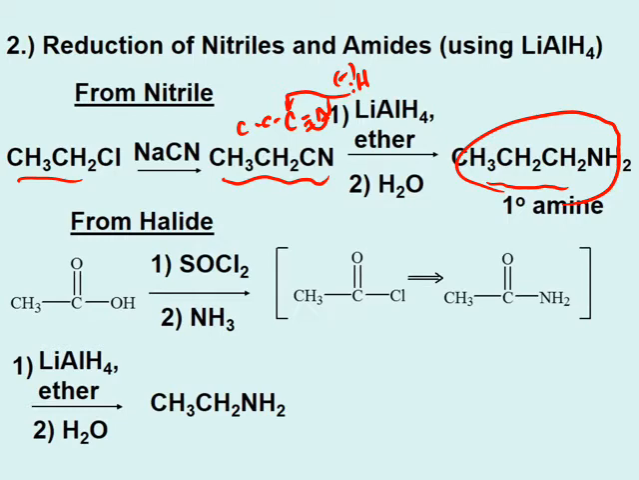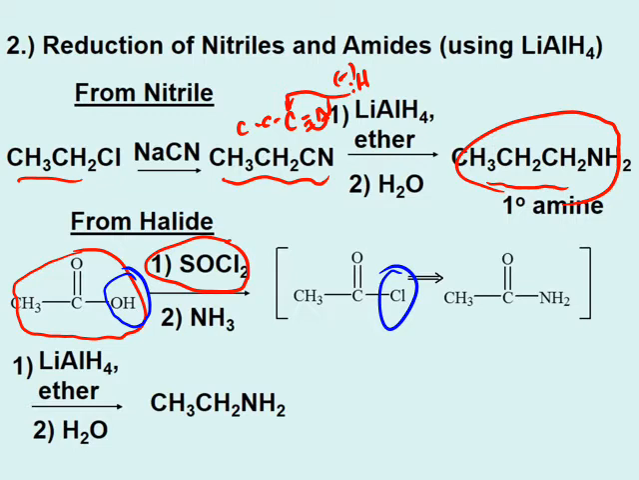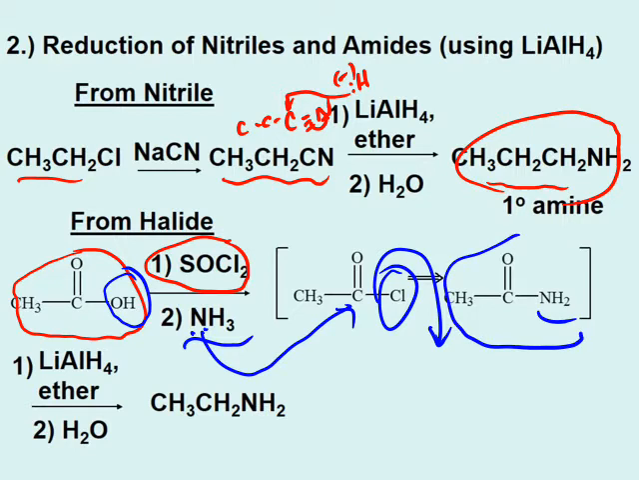Now from a halide, like this, CH3COOH, starting with carboxylic acid, you let it react with thionyl chloride, SOCl2, that changes OH to Cl. So once you get the chloride, then you change it to amine by letting it react with ammonia. Ammonia is going to replace the Cl: the pair of electrons on nitrogen is going to go over there, Cl would get out, and then you finally have this compound.